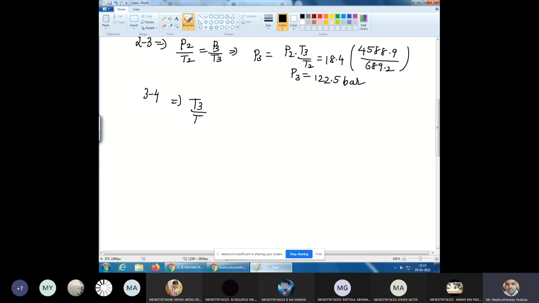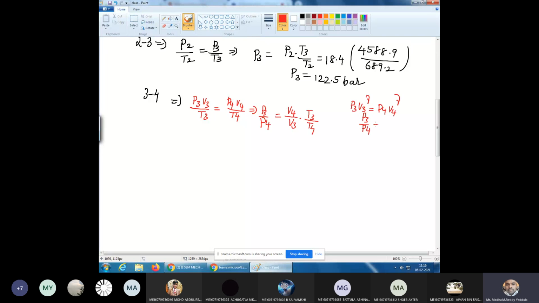So we know T3 by T4 is equal to V3 by V4. Let me write the equation for 3 to 4. For 3 to 4, it is P3 V3 by T3 is equal to P4 V4 by T4. So I want to write temperature and volume, therefore I need to eliminate pressure. P3 by P4 is equal to V4 by V3 into T3 by T4. And one more equation, isentropic expansion process: P3 V3 power gamma is equal to P4 V4 power gamma.